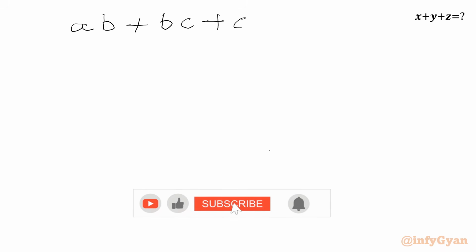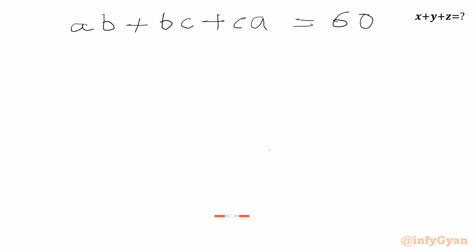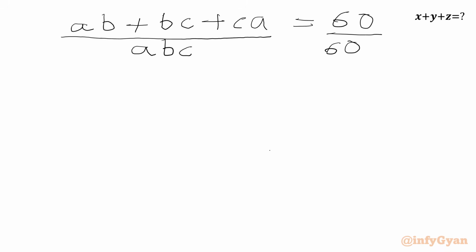I will write here AB plus BC plus CA equal to 60. Now we know that ABC is 60. Let's divide both sides by ABC, which is 60. Let me write here ABC, this we know equal to 60. So RHS will become 1.